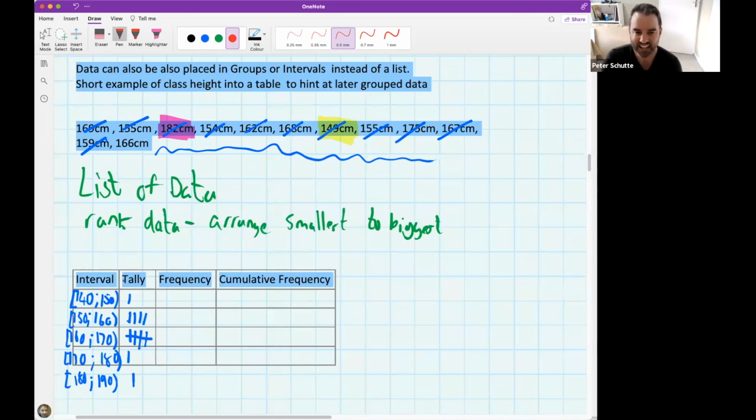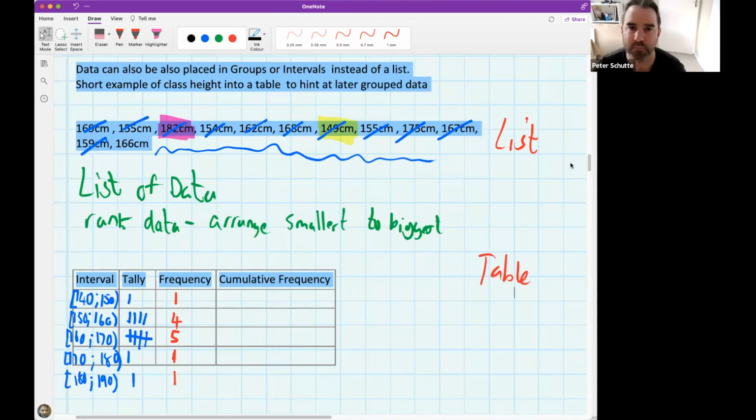So the tally is just a visual indication that helps me summarize it. The frequency is how many times it occurs. And so the frequency count for each of my intervals is going to be that. Give me a thumbs up if you've seen your teacher do this before, and the idea of going from a list to a table makes sense to you.